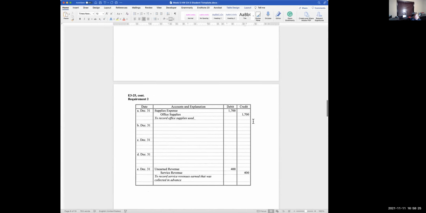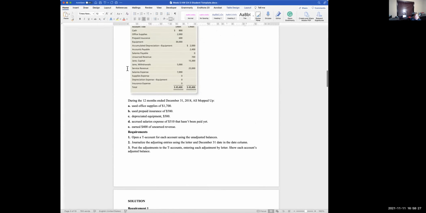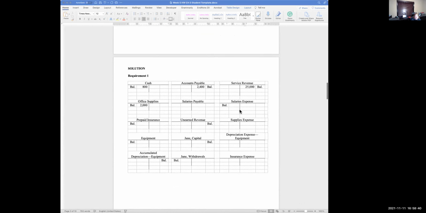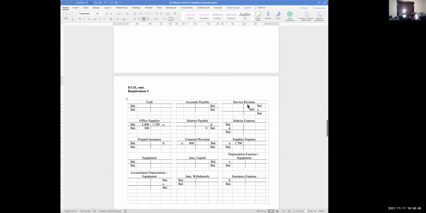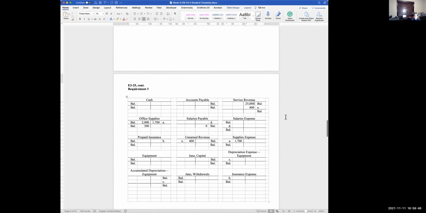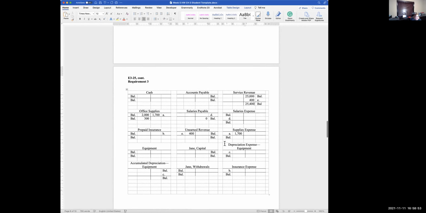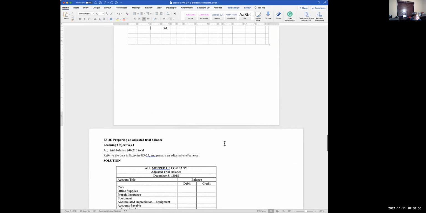And then if we come back to the very top here, if we look at service revenues, we have a $25,000 balance up here. And so that's what we would enter. So this $25,000 balance, we are going to place here under service revenue, the 25,000, and we're just going to bring that down here and add it here. So we're just taking what we did above, and in this case, we would have $25,400. So that is this portion of the assignment.